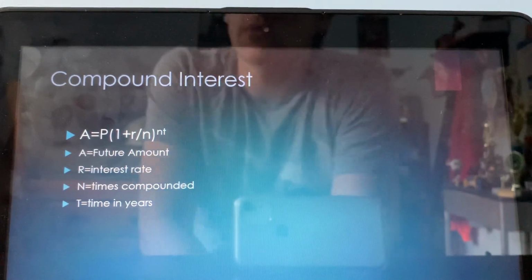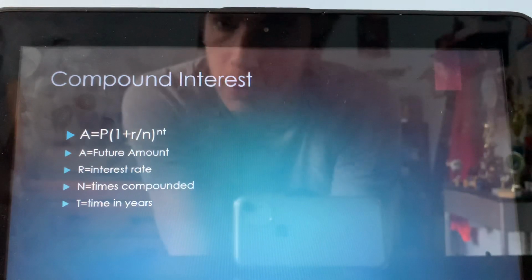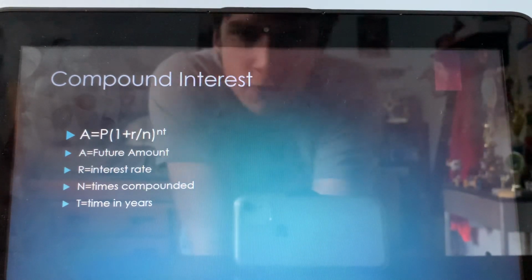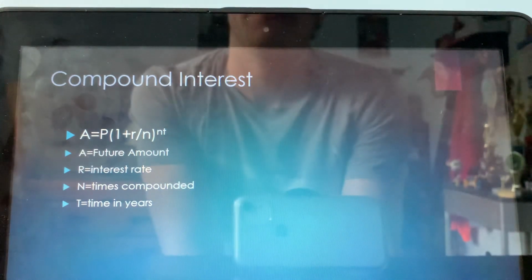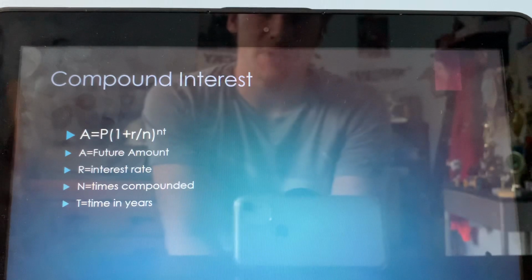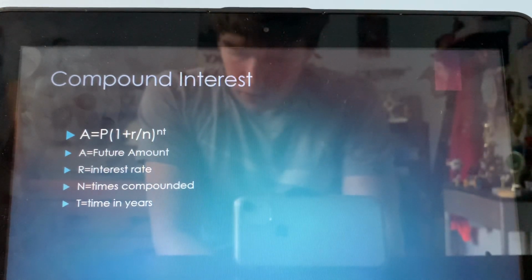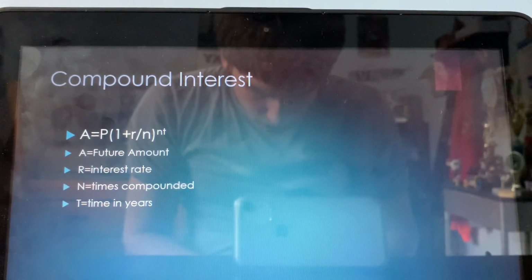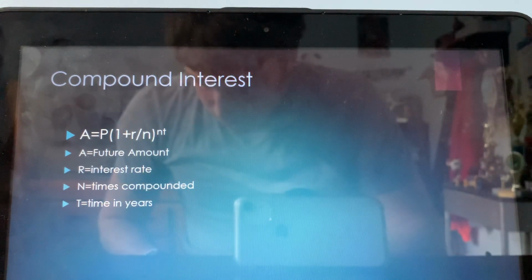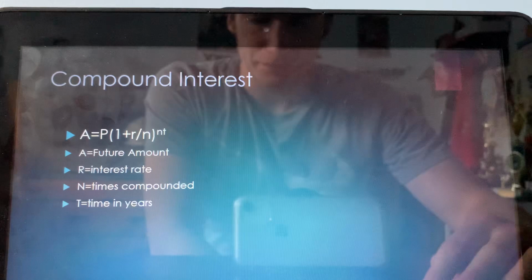So the equation for this is A equals P times (1 plus R over N) to the NT power. So A is still a future amount, P is still a principal amount, R is still an interest rate, T is still a time in years, but N is the times compounded. For example, if we have a certain amount and we multiply that amount by 0.2, and we do that 4 times, it was compounded 4 times.